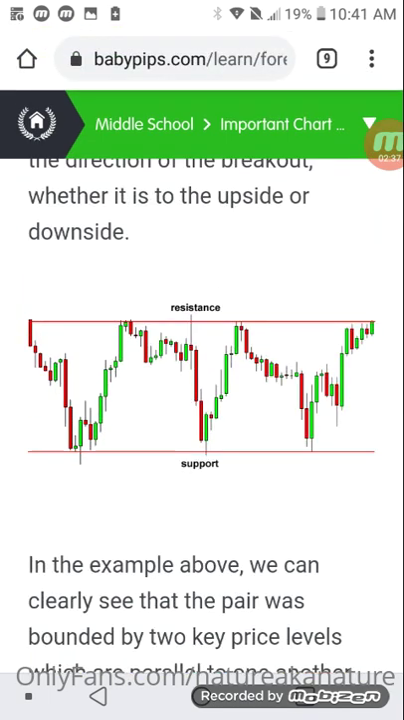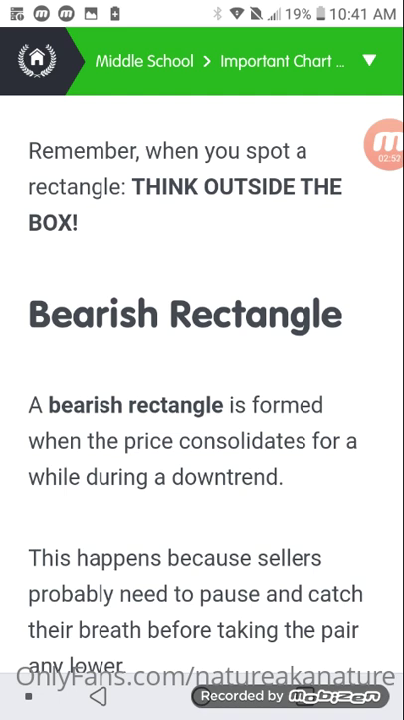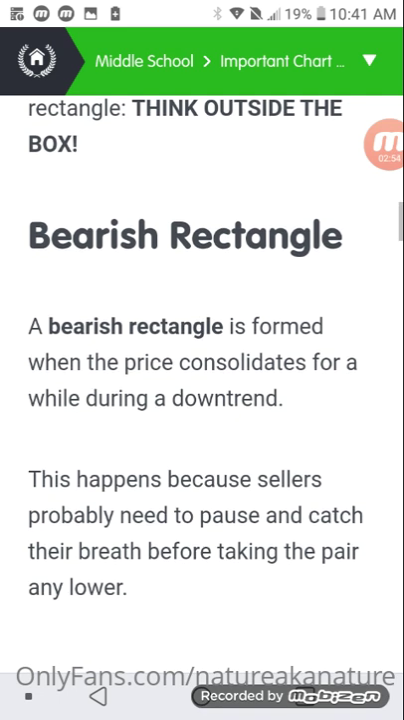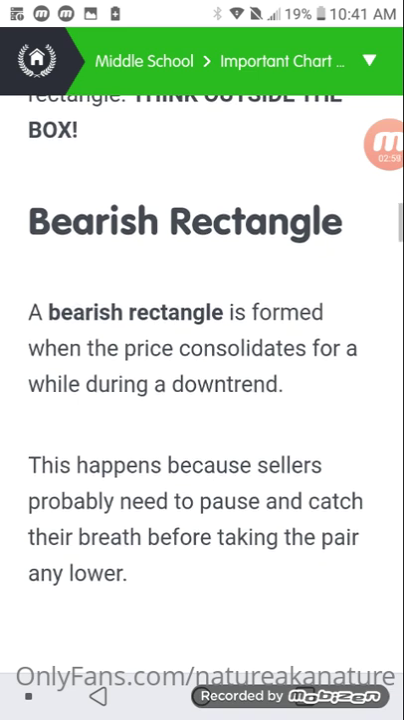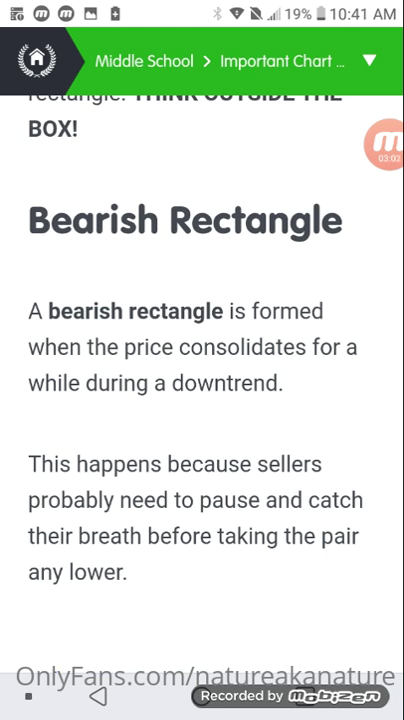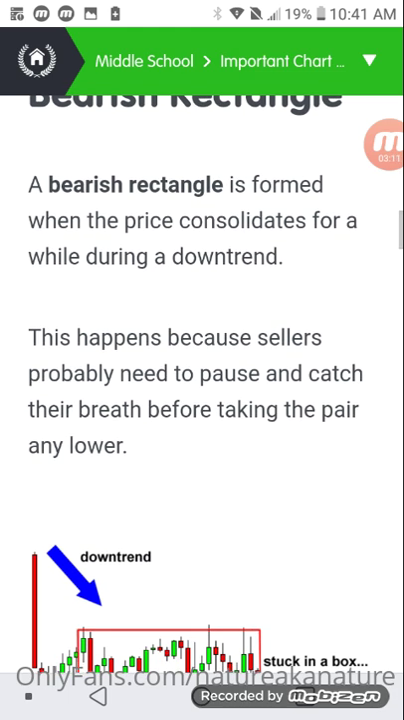Regular rectangles are periods of time when price is consolidating and it's parallel from resistance to support. You can see that with the lines. Now, a bearish rectangle, meaning selling, is formed when price is consolidating during a downtrend. So a bearish rectangle is found during a downtrend. This happens because sellers probably need to pause and catch their breath before taking the pair any lower.